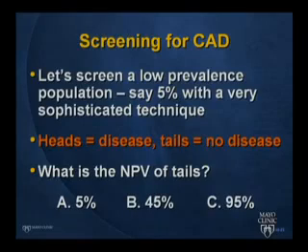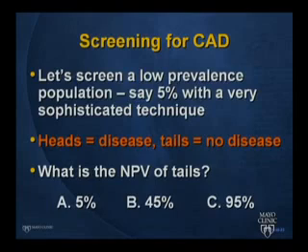We'll do another quick thought experiment. Let's say that you're going to set up shop to screen a low prevalence population for coronary disease. These are going to be ambulatory patients with 2 or 3 risk factors. It could be smokers, diabetics, whatever. But they're not symptomatic right now. They're ambulant. They're fine. The prevalence of disease is probably going to be about 5% in that population.